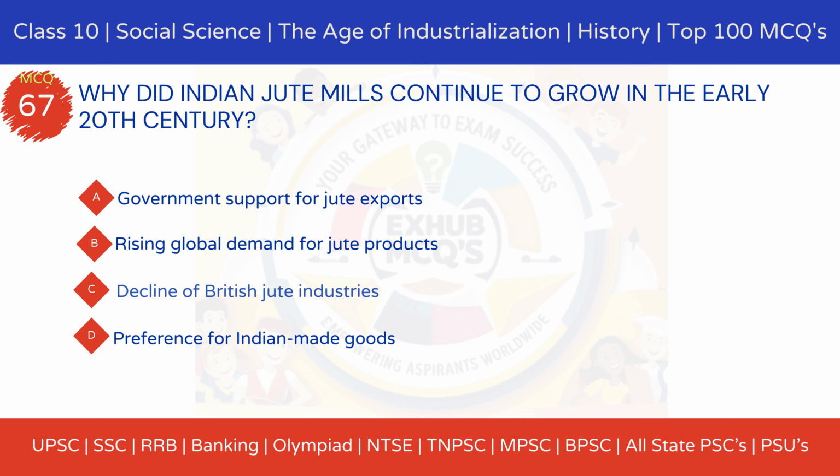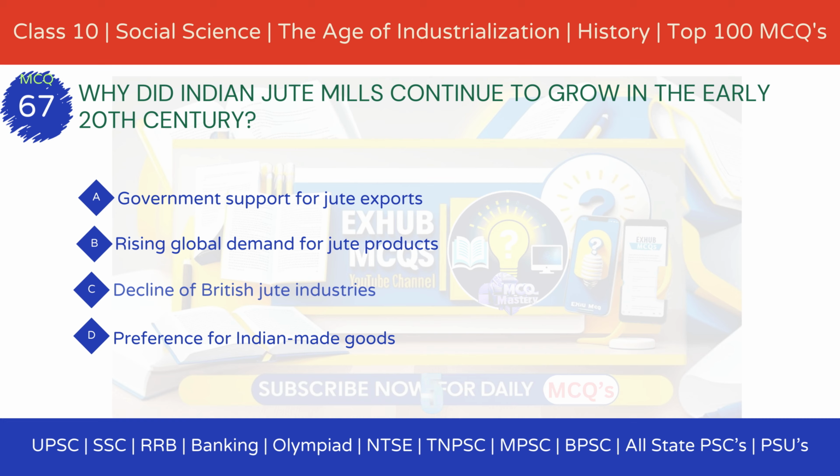Option A. Government support for jute exports. Option B. Rising global demand for jute products. Option C. Decline of British jute industries. Option D. Preference for Indian-made goods.